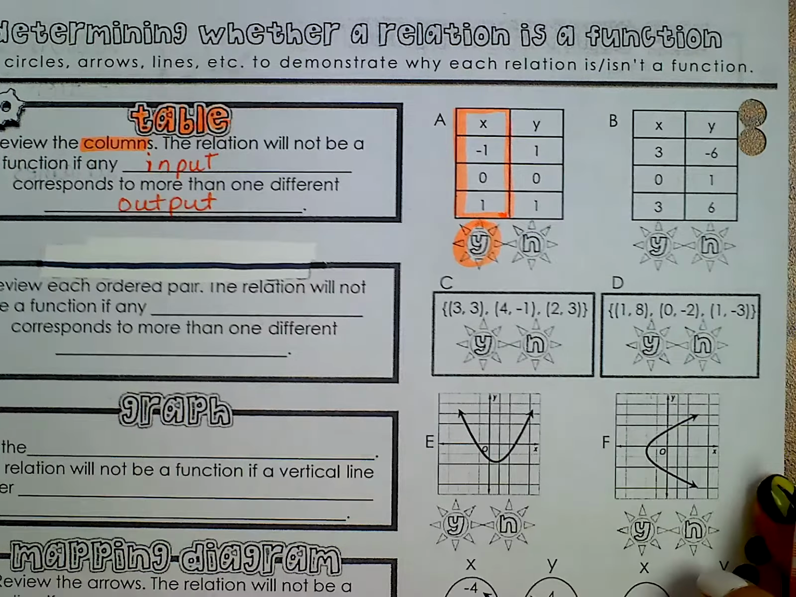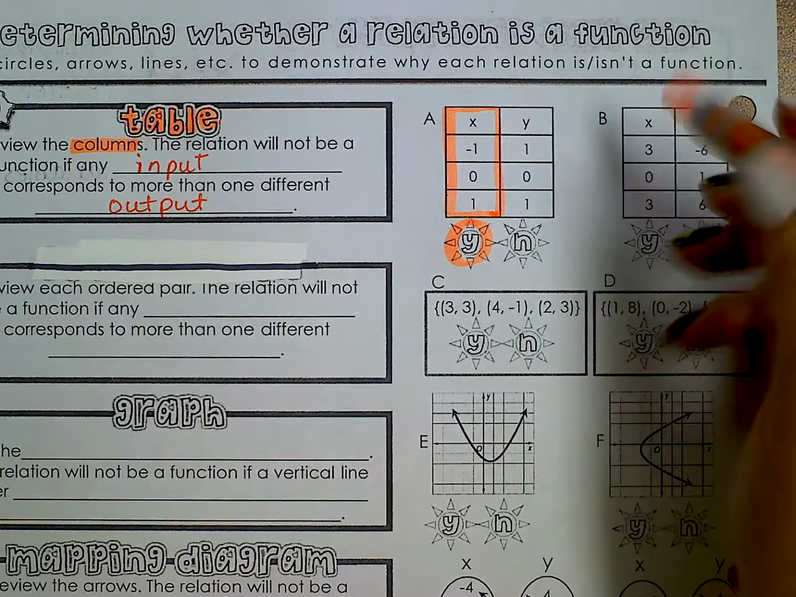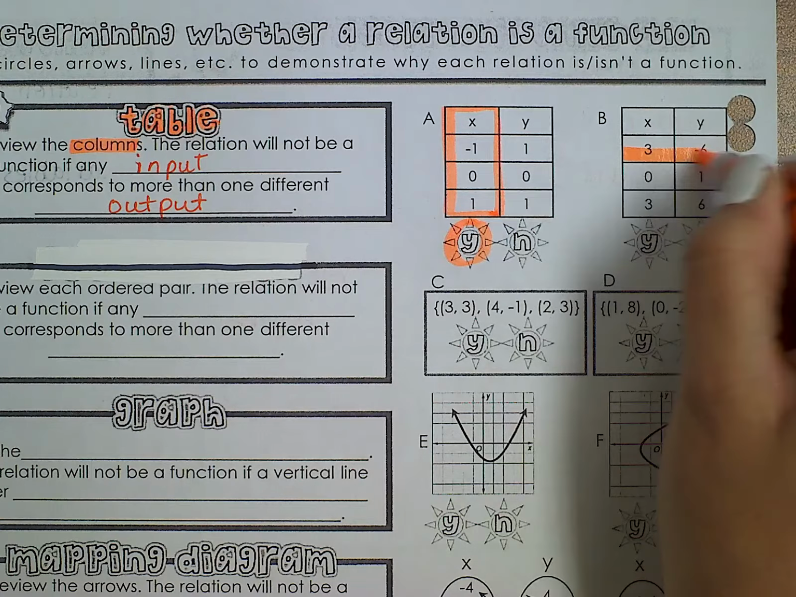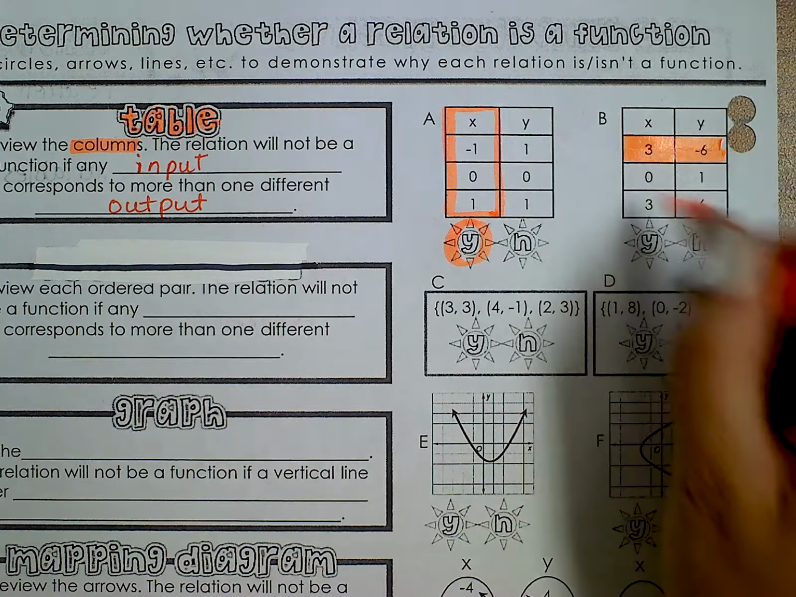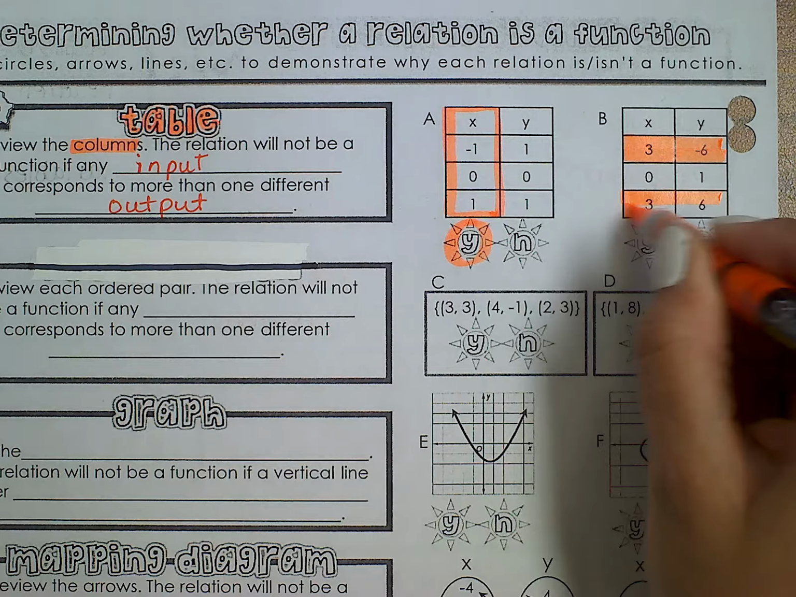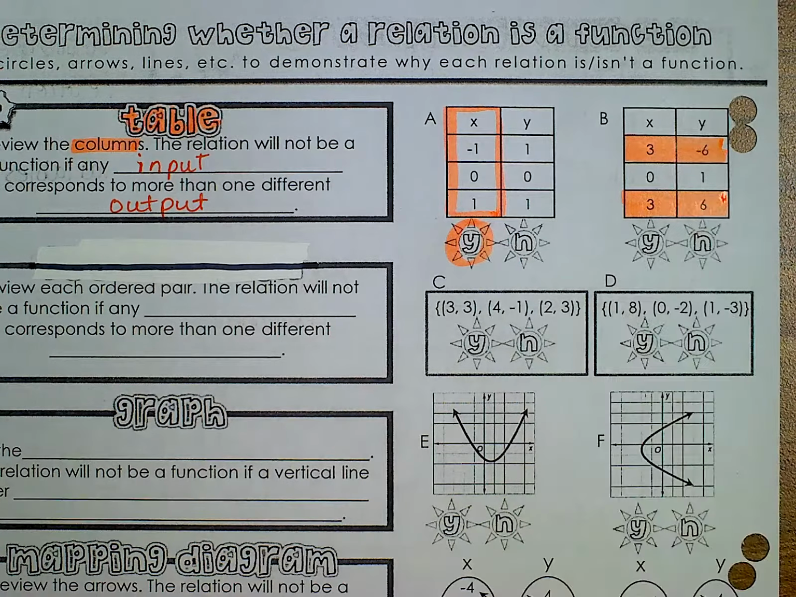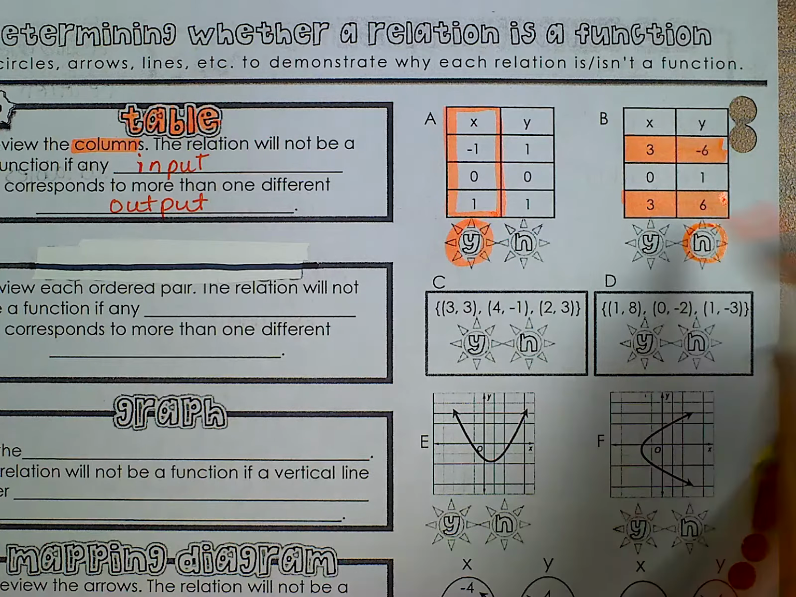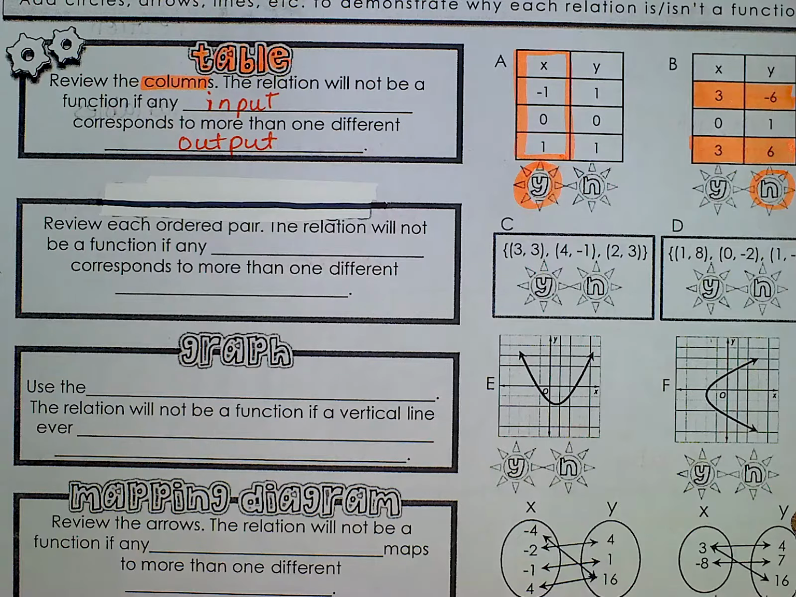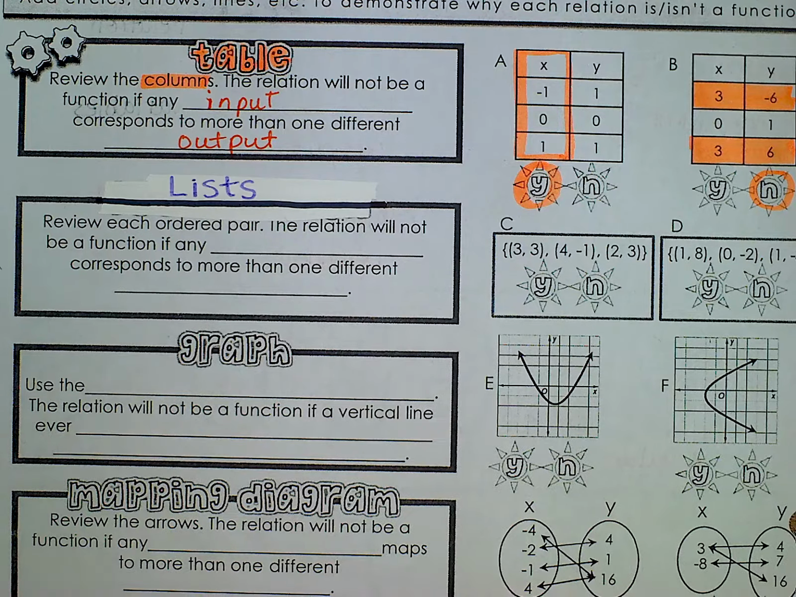Although looking at table B, you'll notice that your x value 3 repeats and has two different y values, therefore not a function. Let's move on to the next box, which I'm sorry, I actually meant to white out earlier. These are called lists. I've given you two different lists in examples C and D.